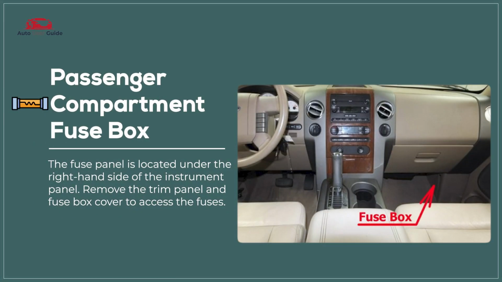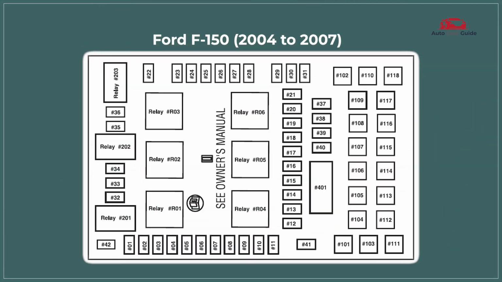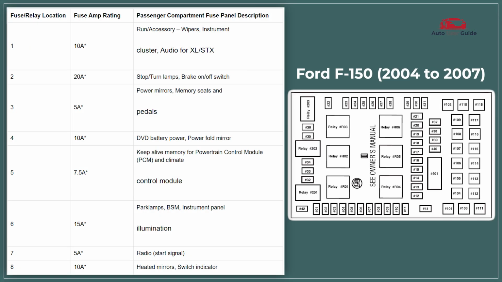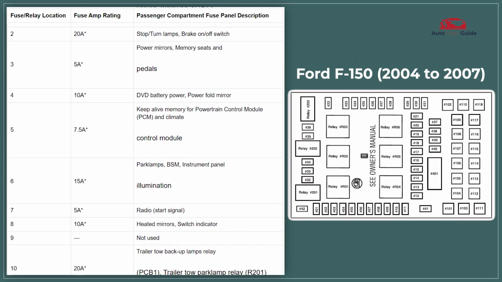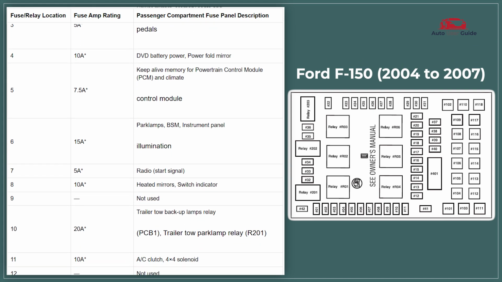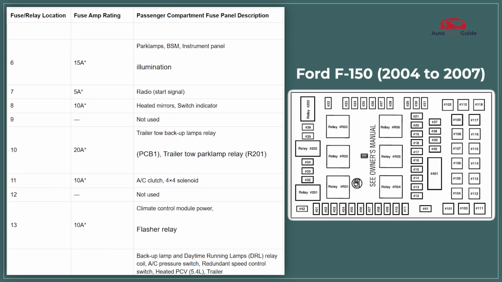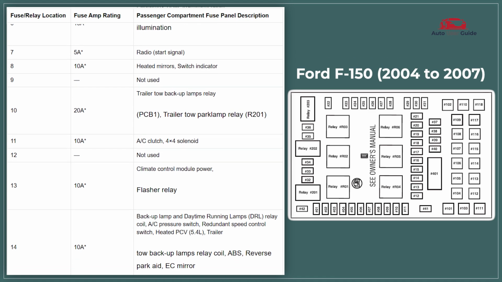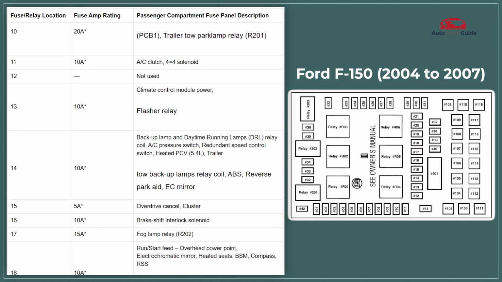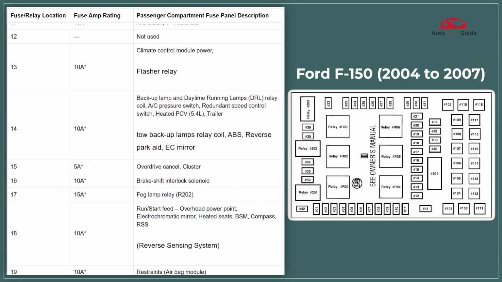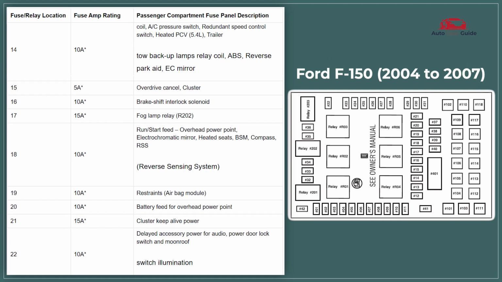Passenger compartment fuse box. The passenger compartment fuse box in the 2004 to 2007 Ford F-150 contains fuses and relays for interior features such as power windows, audio system, interior lighting, and the instrument cluster. It helps protect circuits from overloads or shorts. Fuse ratings and functions are labeled for identification. It allows for quick replacement in case of electrical faults.